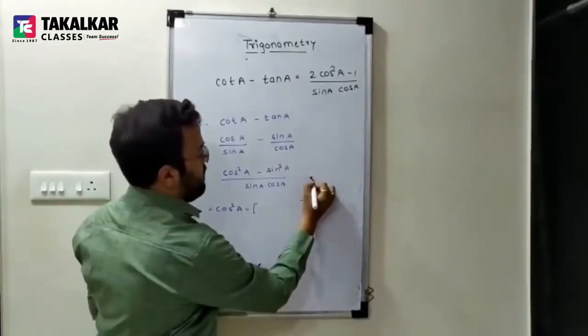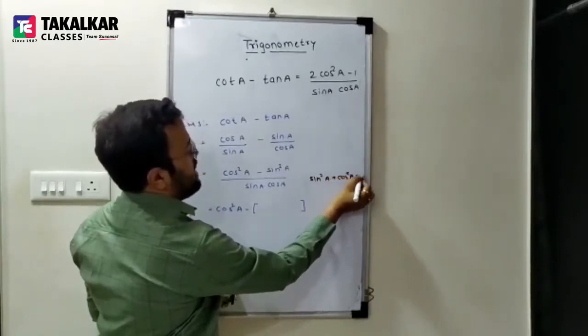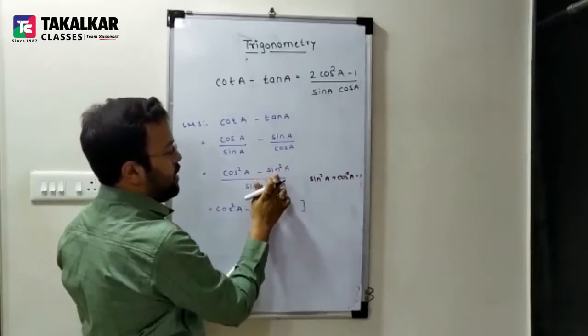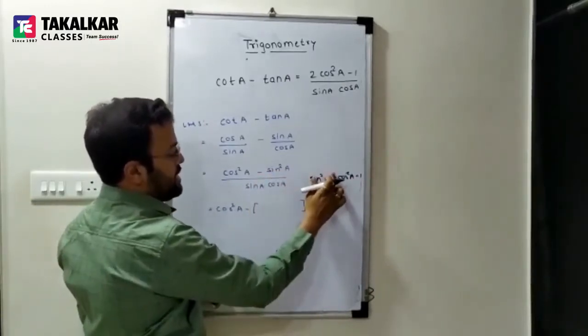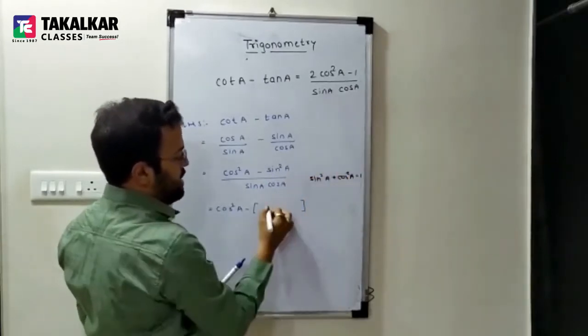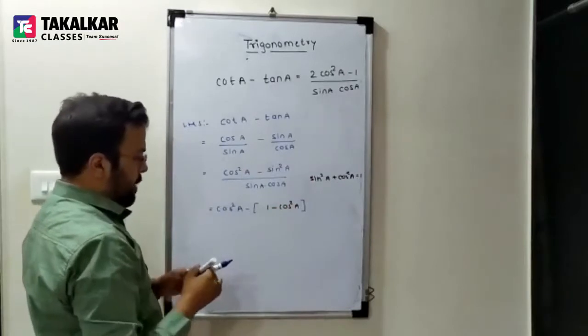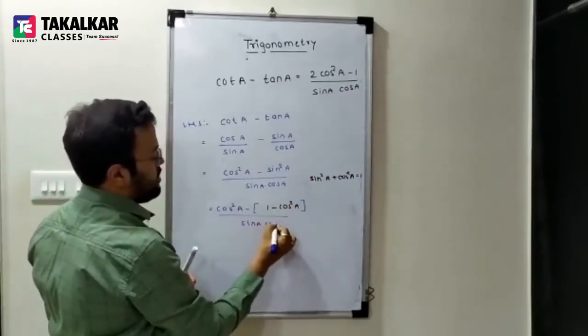So what is my formula? Sin square A plus cos square A is equal to 1. I want the value of what? Sin square A. So what will I get? That plus cos square goes there, and what will it become? Minus. So 1 minus cos square A. Now the upon remains the same. Upon what? Sin A cos A.